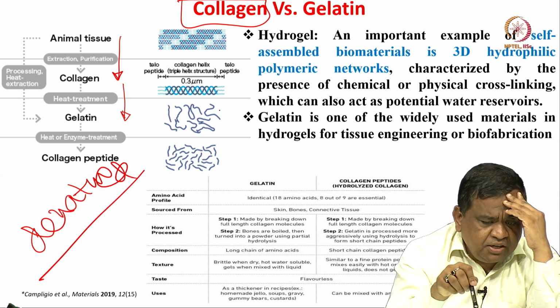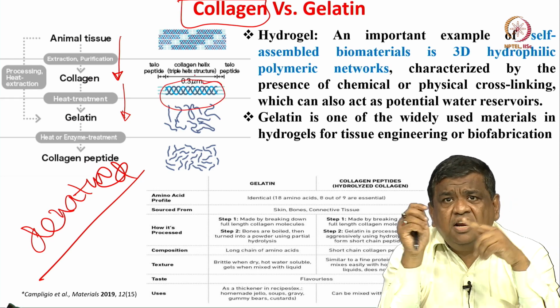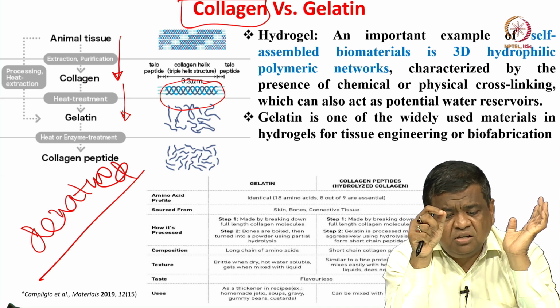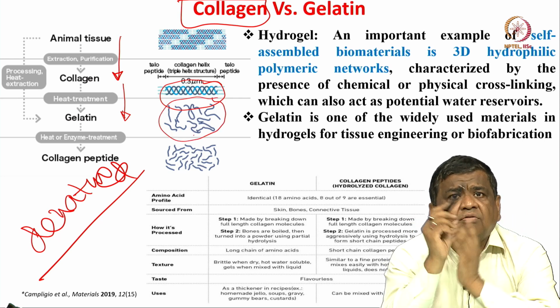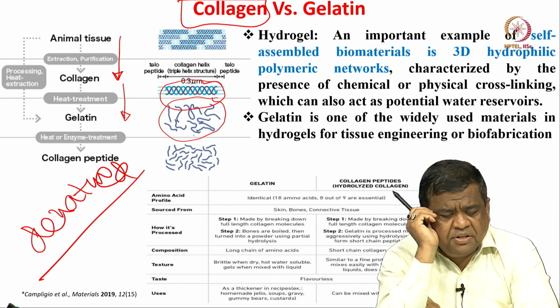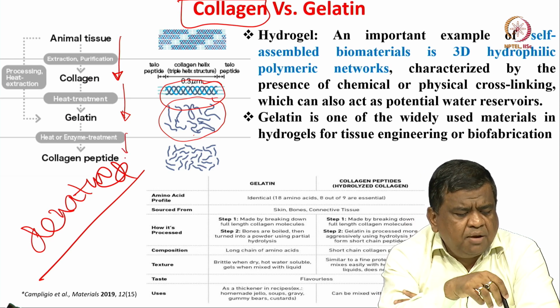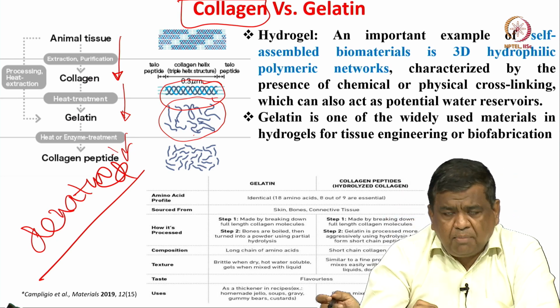So, this is the collagen triple helical structure. DNA has a double helical structure, collagen has a triple helical structure, and if you denature it, it forms this kind of chain structure. Then you have gelatin, and if you further do enzymatic treatment on gelatin, they call it collagen peptide, which is also used for many biomedical applications.